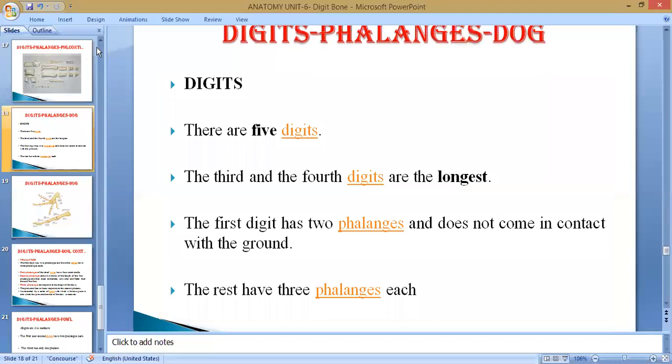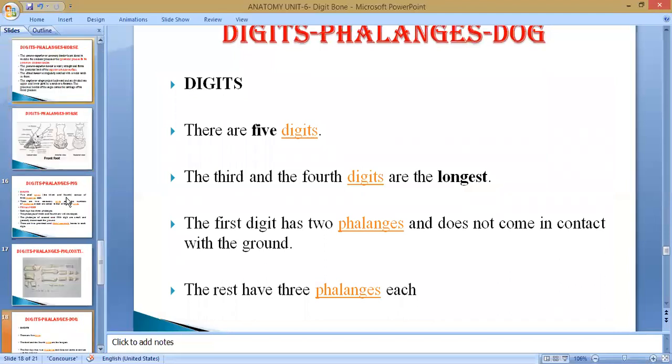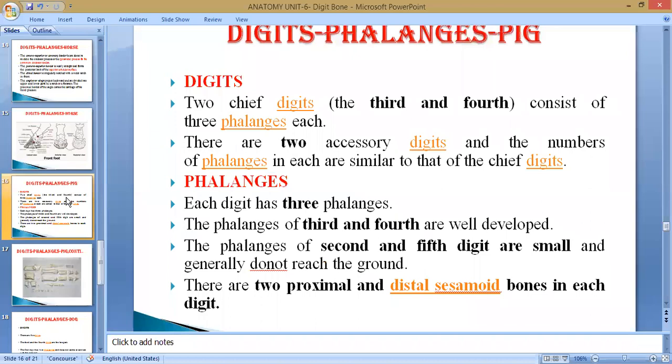Now the phalanx of the pig. As we know, the pig is a double hoofed animal like cattle, buffalo, sheep and goat. There is a disease known as FMD, foot and mouth disease. It is present in sheep, goat, cattle and buffalo, sometimes in pig also, due to their two digits, and it is not present in the equine.